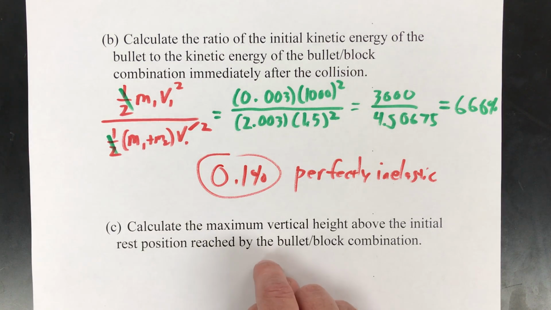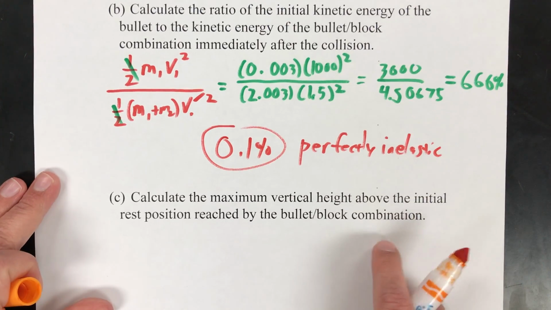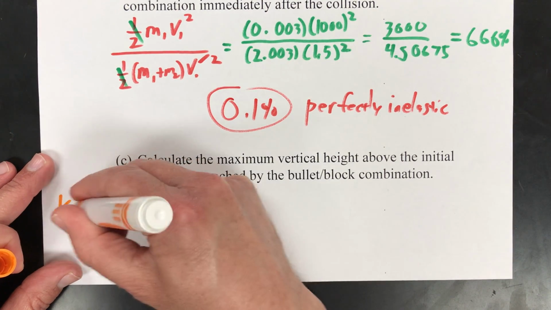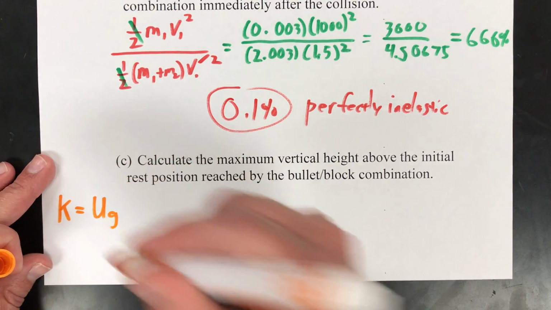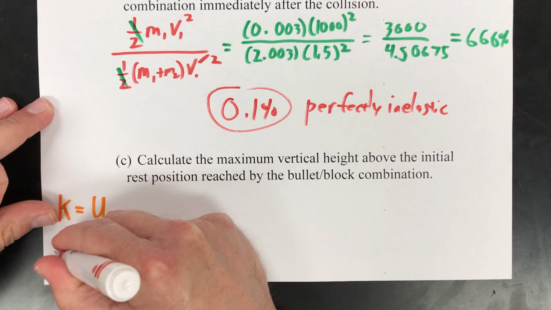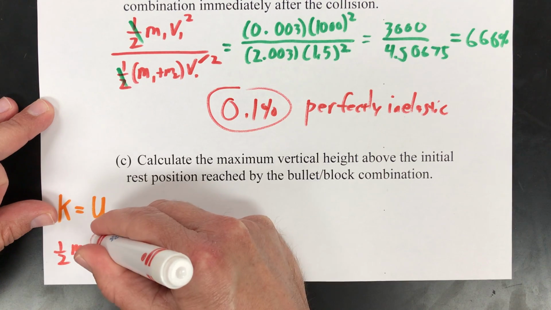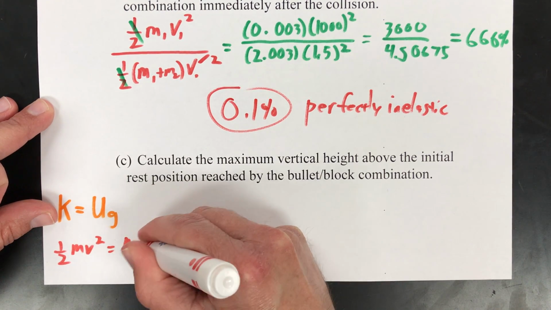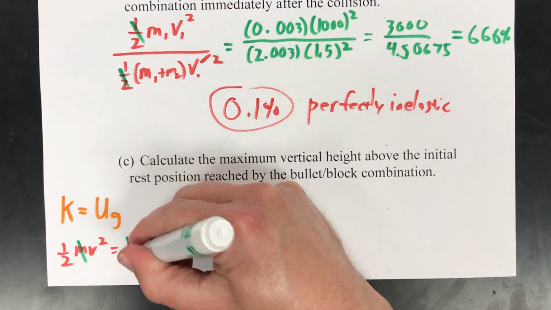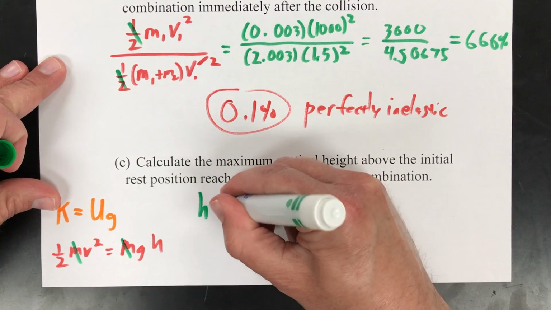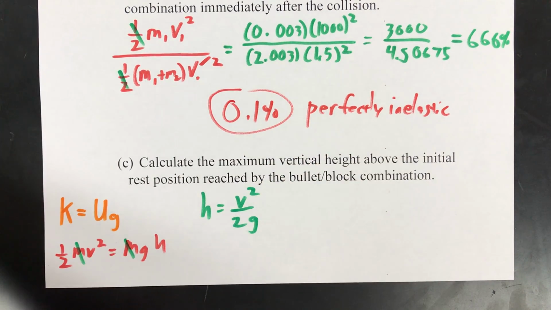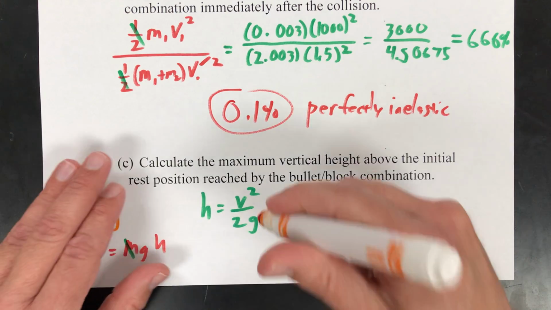Finally, it says calculate the maximum height above the initial rest position achieved by the bullet block system. So this is going to be a conservation of energy problem. So kinetic energy is going to turn into gravitational potential energy. So let's write generically the equation for these. 1/2 mv squared is equal to mgh. Our masses will cancel out here, and so our height then will simply be v squared over 2g. So now we just need to plug in for our values there.